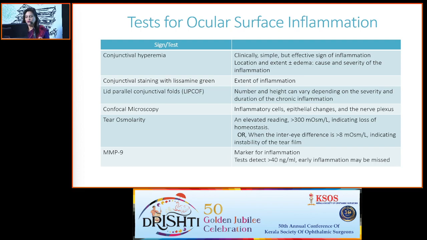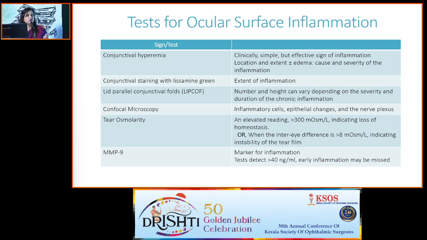And there are various signs which need to be treated, like conjunctival hyperemia and conjunctival staining with lissamine green, which will tell you the extent of inflammation, then the lid parallel conjunctival folds. Confocal microscopy may not be available everywhere. Tear osmolarity, I think, is important, but I think it is more an effect rather than the cause of the dry eye.